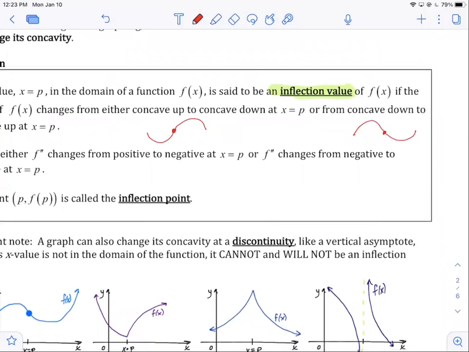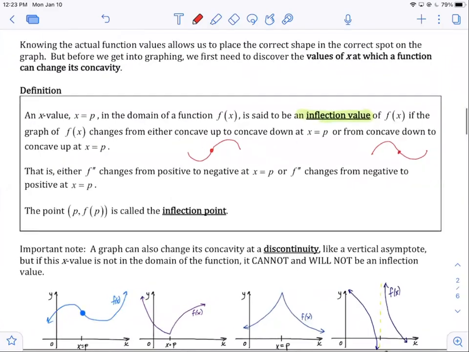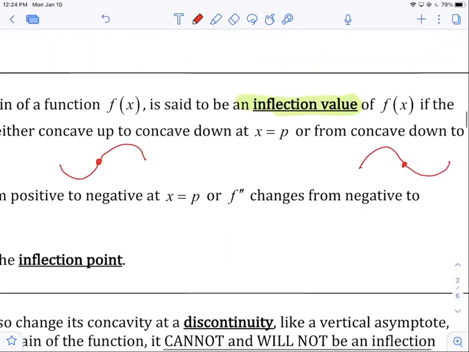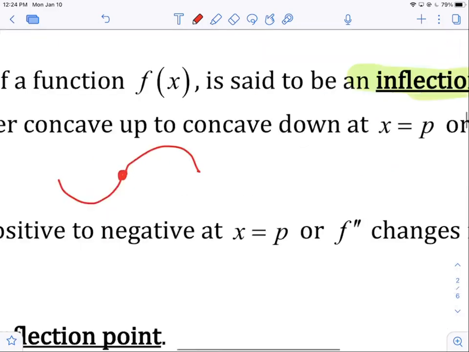What we're doing to find inflection values and intervals of concavity is the exact same thing we did in the previous section when we were looking for critical values and local extrema. Okay. So what did we do? We wanted to find out where these possible values could exist, right? So let's think about it.